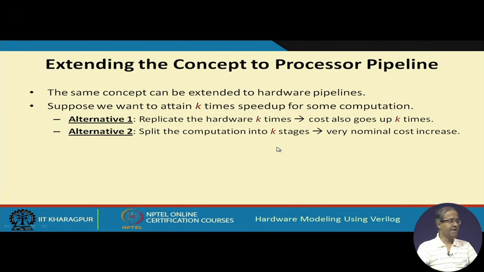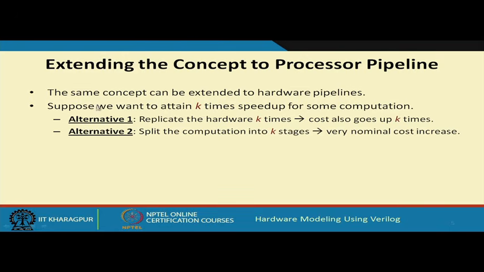Now, extending this concept to a processor, suppose I am building a computer and I want to speed up instruction execution, that is called a processor pipeline. Okay. So, instead of executing one instruction at a time, I am dividing the total execution process into stages and I am overlapping the execution in the same way.